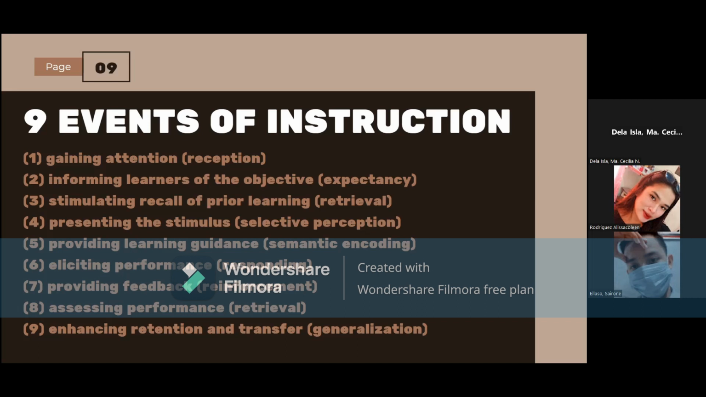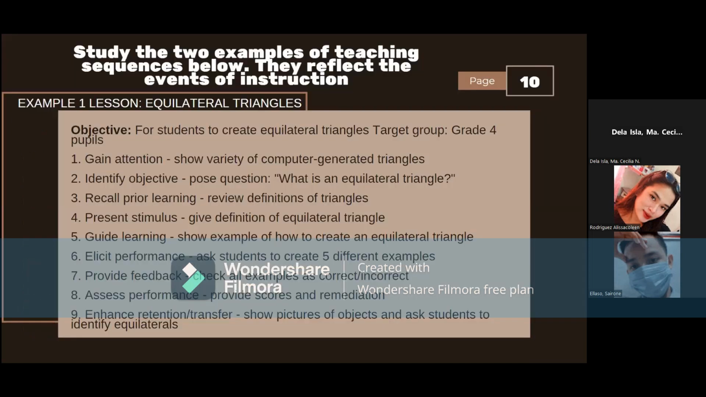So, to understand more what is 9 events of instruction or how to create the hierarchy of learning, meron po kaming dalawang example. So, let's proceed on the example. So, sa example 1 po, ang title ng lesson is equilateral triangle. So number 1 is to give the objective. So the objective is for students to create equilateral triangle, which the target group is the grade 4 pupils.